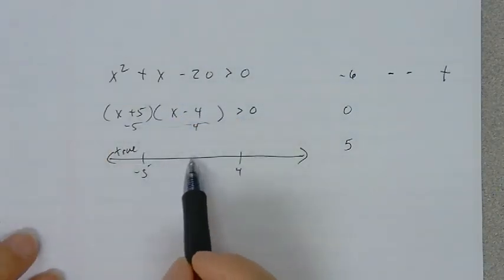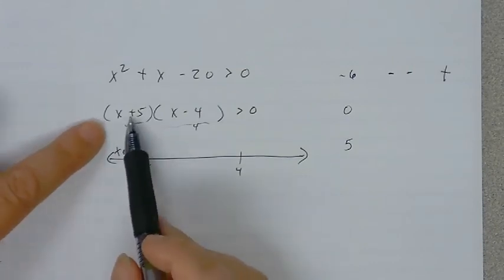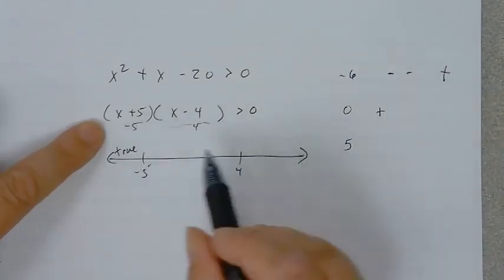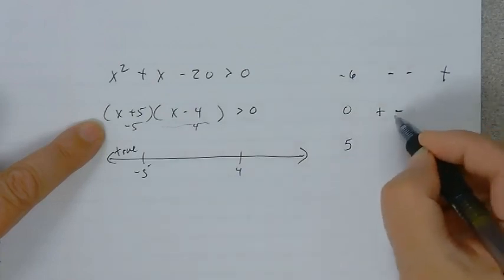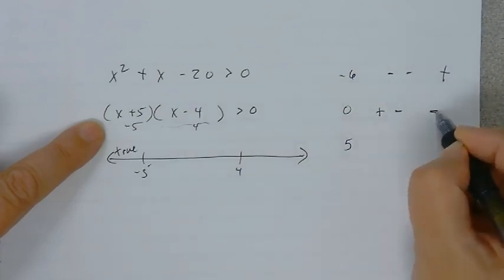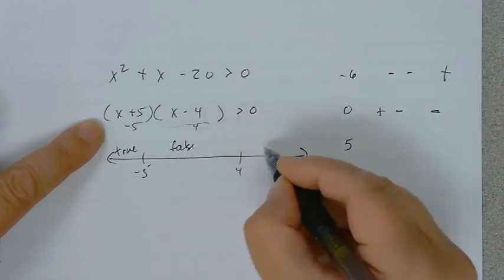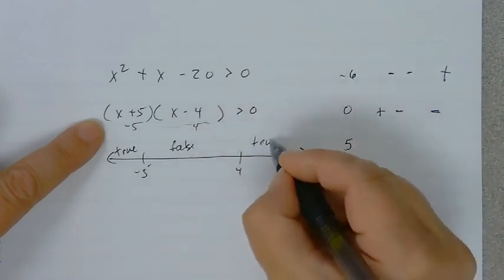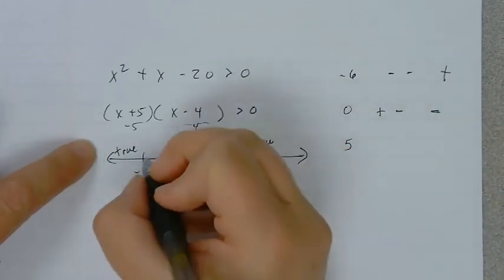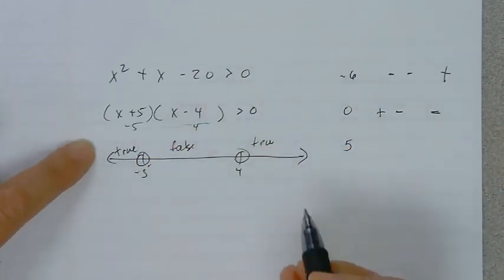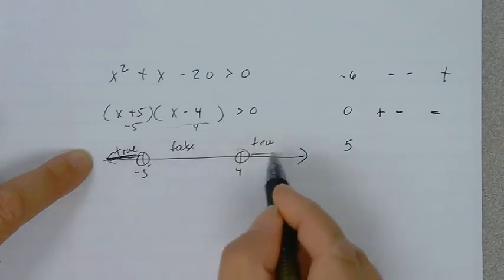So I'm expecting this should be false. Let's see. 0 plus 5, positive. 0 minus 4, negative. A positive times a negative is a negative. This is false because I'm looking for positives. And if I tried 5, I would find that that would be true. Since there's no line underneath here, I'm going to have an open circle. And all of these worked, and all of these work.